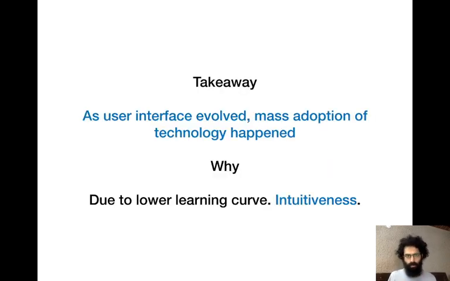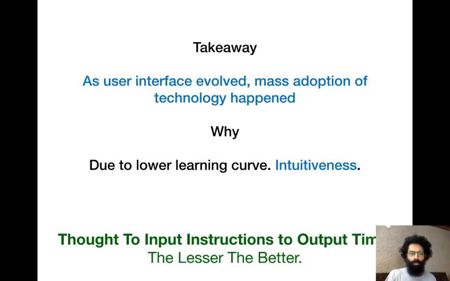What we can take away from this is, as user interface evolved, mass adoption of technology happened. Keyboard to mouse to phones, and it happened because of a low learning curve. It's intuitive. You just see something and you understand.